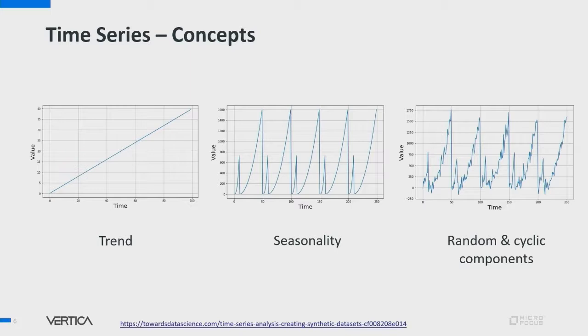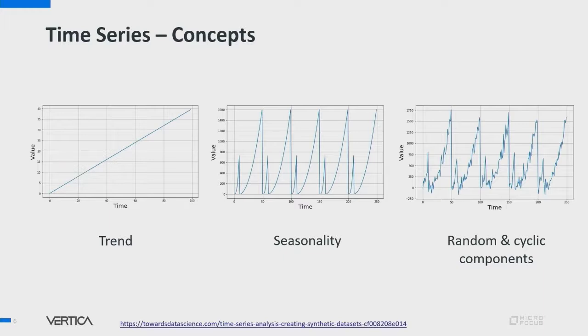So some other concepts around time series. In time series, we have trend, which is the overall long-term direction of a series. We can have a positive trend if it's moving higher. We can have a negative trend if it's moving lower. And sometimes we have no trend or a neutral trend, in which case it's remaining pretty much constant.